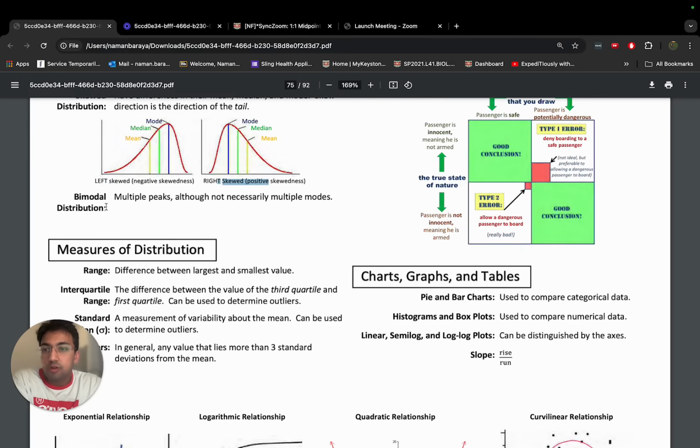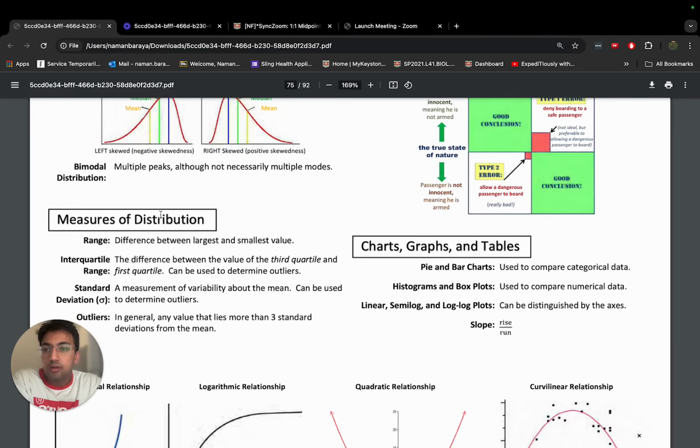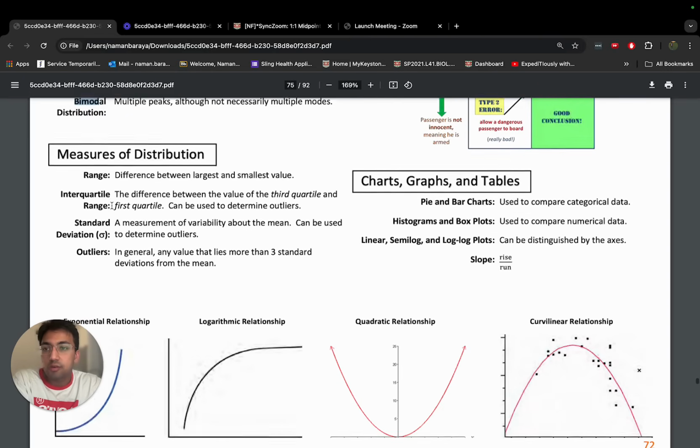Now there's bimodal distribution. That means that there's multiple peaks. And so you can have multiple peaks in a bimodal distribution.